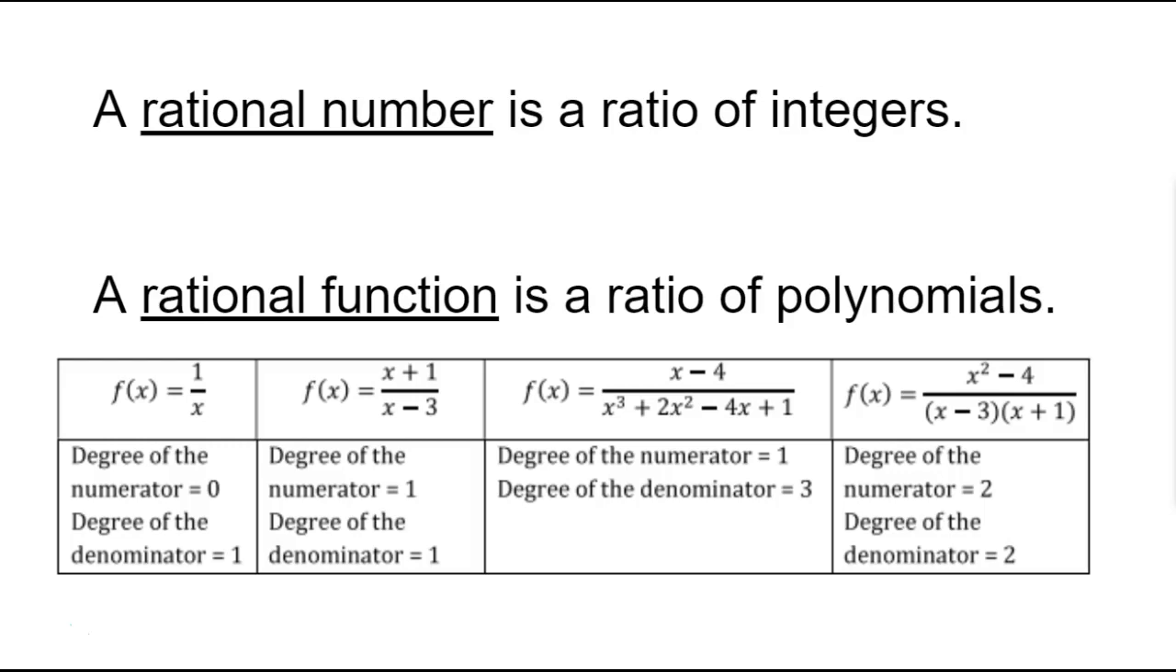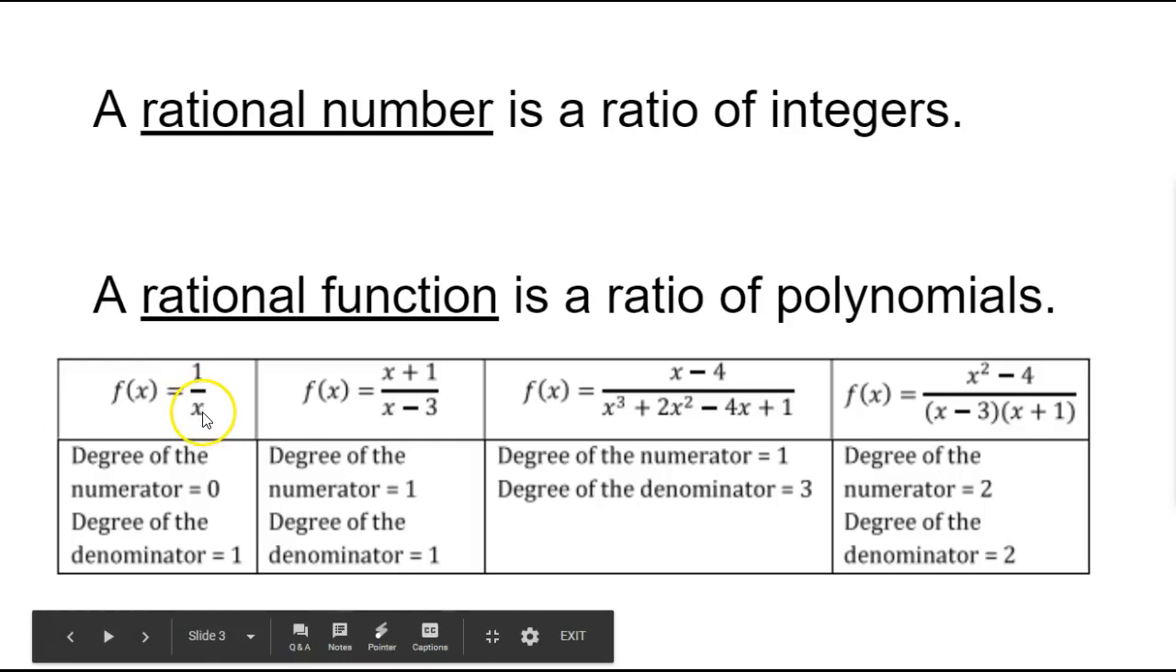A rational number is a ratio of integers, numbers. A rational function is a ratio of polynomials. If you remember from Math 2, we learned a polynomial is just a representative of a number, and so we can do all of the operations and things that we do with integers and numbers. We can do those with polynomials as well. We also learned during the polynomial unit that each polynomial has a degree. So don't forget how to find degree.